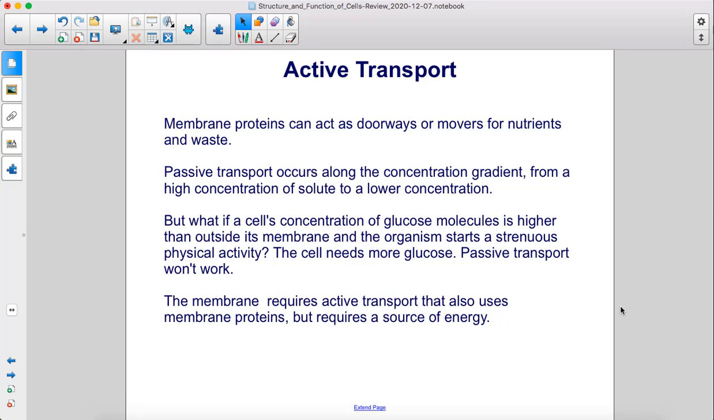Passive transport occurs along the concentration gradient from a high concentration of solute to a lower concentration. But what if a cell's concentration of glucose molecules is higher than outside its membrane, and the organism starts a strenuous physical activity? The cell needs more glucose. Passive transport won't work. The membrane requires active transport that also uses membrane proteins, but requires a source of energy.